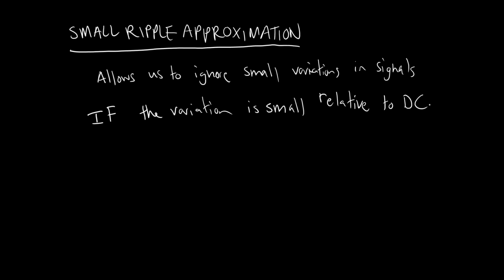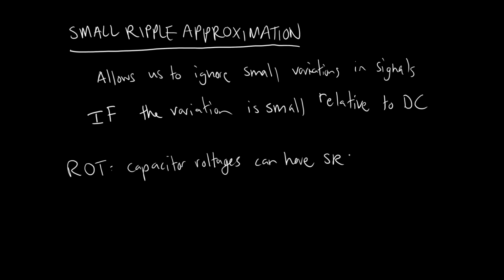And this is kind of vague, right? This isn't really the most precise definition, but as a rule of thumb, what we can say is that typically capacitors, or capacitor voltages more precisely, can have small ripple approximation applied to them. But inductor currents, not so much.